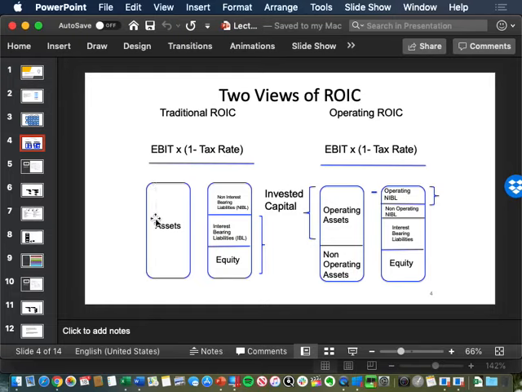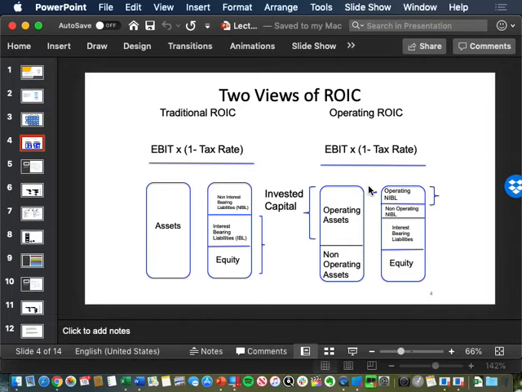Assets equals liabilities and equity. In the traditional ROIC that you'll find in Bloomberg, interest-bearing debt plus equity is assets minus non-interest-bearing liabilities. Interest-bearing debt and equity is what they call invested capital. But it's all of the assets, operating and non-operating combined, minus the non-interest-bearing liabilities. Our approach is this. Take the assets, split them in two, operating and non-operating, recategorize. Take the liabilities, non-operating and operating.